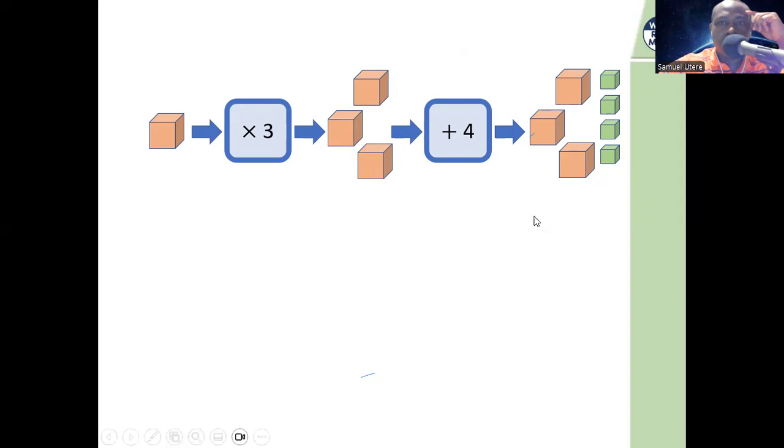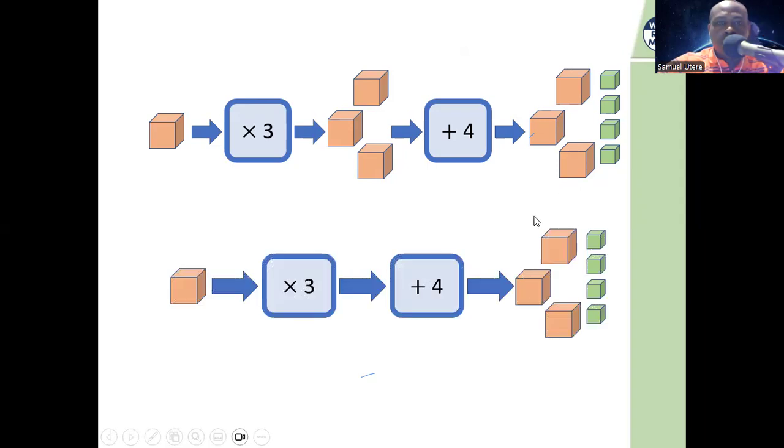But if we write it the way we normally combine the function machines, we're going to have 1 block, the function machine block, I mean, times 3 plus 4. And then this will be our output.